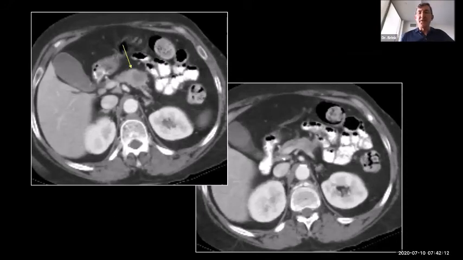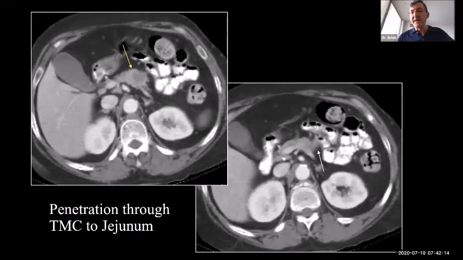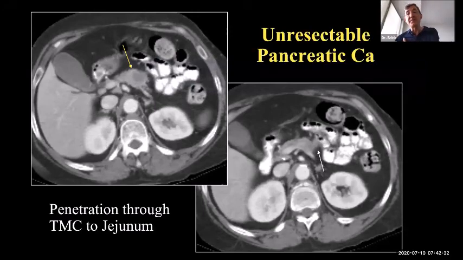And does anyone see where I missed it? There it is right there. You can see that tongue of tissue going from the primary tumor to invade the jejunum. And again, just knowing the anatomy, that has to be penetrating through the mesocolon to get from the retroperitoneum to that inframesocolic compartment where the jejunum lives. So this proved to be unresectable pancreatic carcinoma.